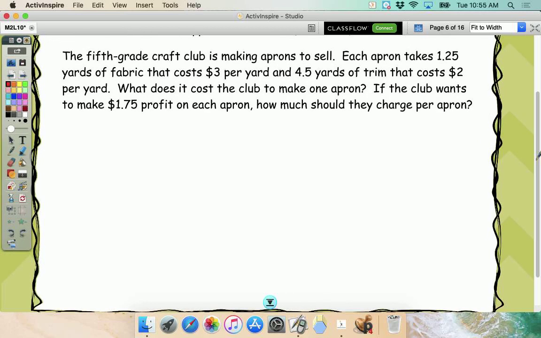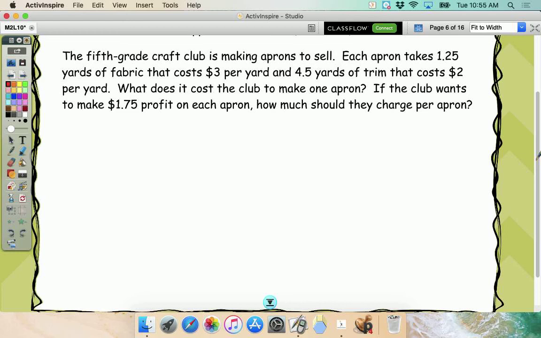Okay, so if we had a 5th grade craft club like this question talks about, I would want to be in charge of it because crafts make me happy. We don't have one, but it's a thought, isn't it? So I'm going to read this question.